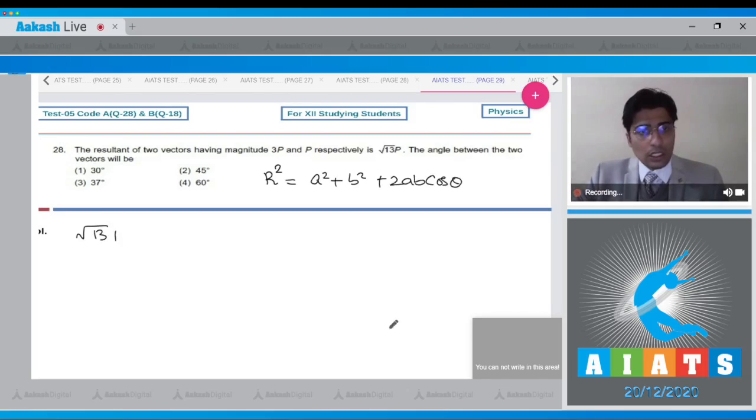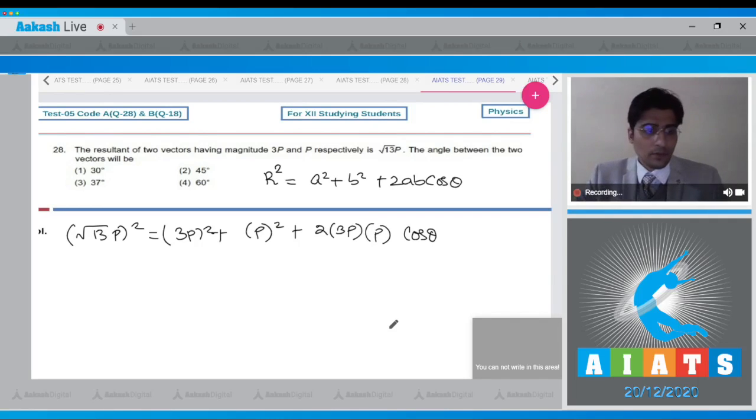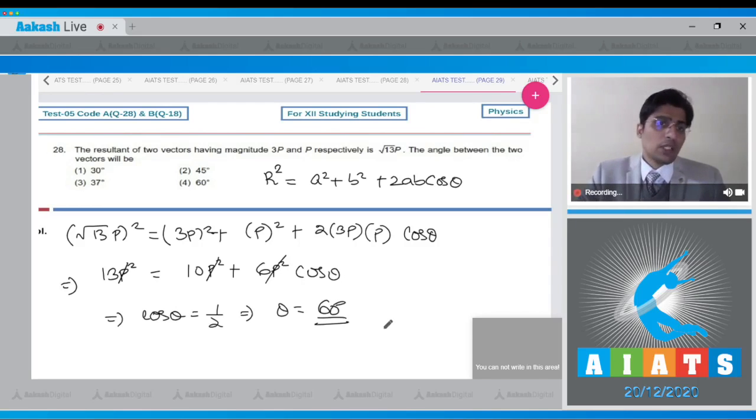So we can write down that root 13p square is equal to 3p square plus p square plus 2 into 3p into p cos theta. So this, dear student, will be 13p square is equal to 10p square plus 6p square cos theta. The p square will get cancelled out and cos theta will come out to be equal to half, meaning theta is equal to 60 degrees. From the given options, we can clearly see that the correct answer should be option number 4. Now let us proceed to question number 29.